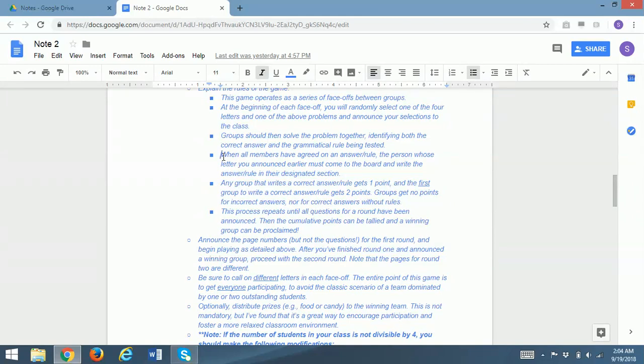So for example, if you said, we're going to do problem number 3 and the letter is B, okay, then all the groups start talking and they spend 30 seconds or a minute talking about the correct answer, and then the person who was assigned B from every group goes up to the board and writes the answer, the letter of the answer they think is correct, and the rule that they think is being tested.